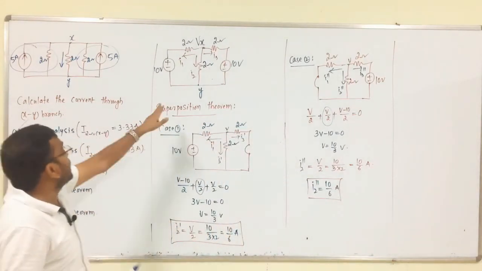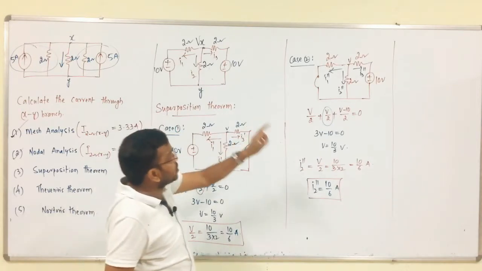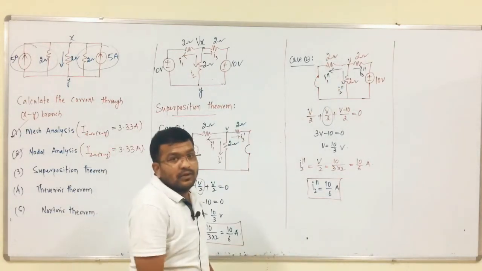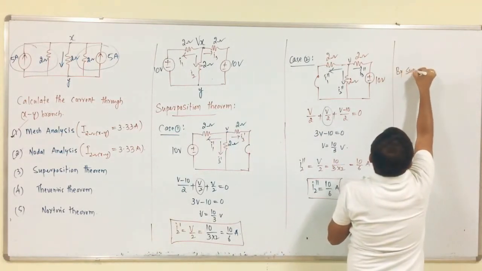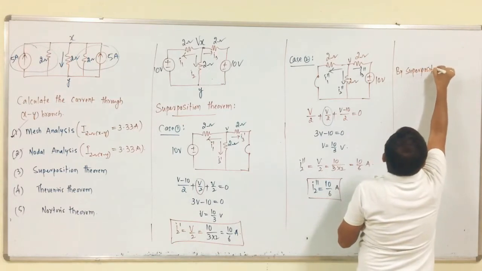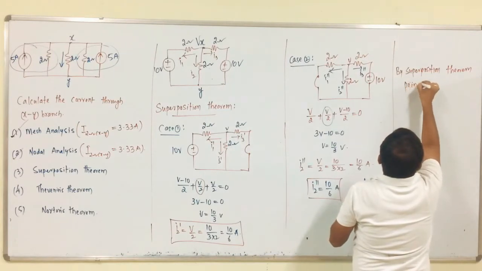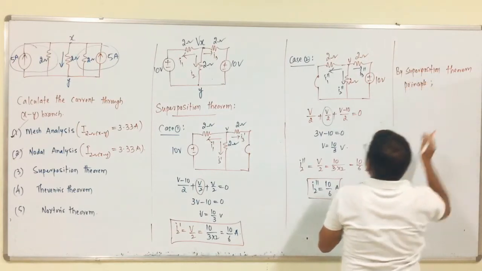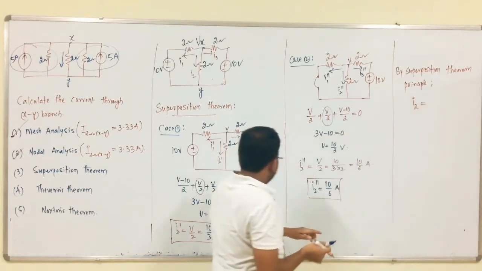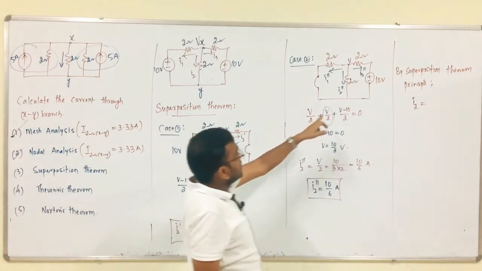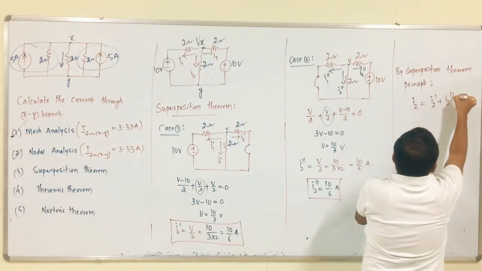So, see the main circuit, here the current direction is downwards. In case 1, the current direction is downwards, in case 2, the current direction is downwards. By superposition theorem principle, the main current direction is I2 downwards, this is also downwards positive, this is also downwards positive. So, I2 equals I2 dash plus I2 double dash.